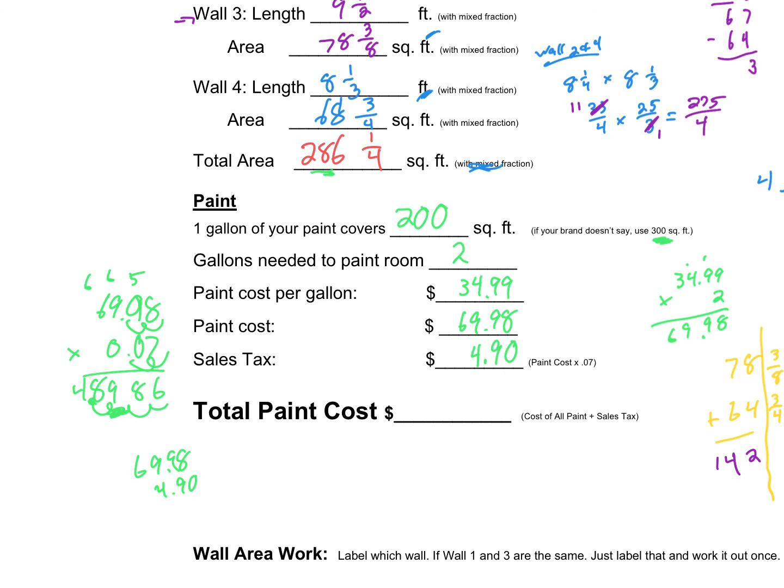Okay, now I need to add that $69.98 and $4.90. It's okay that they're already rounded. You don't have to back up. $74.88 would be the total cost for my paint.